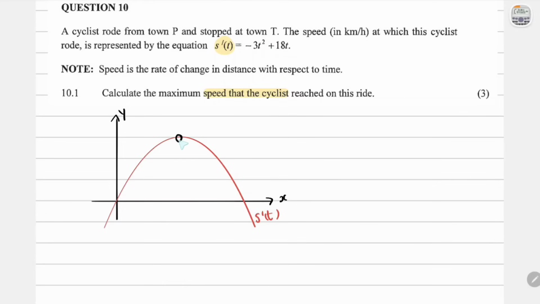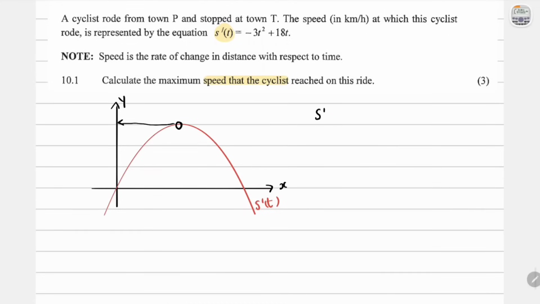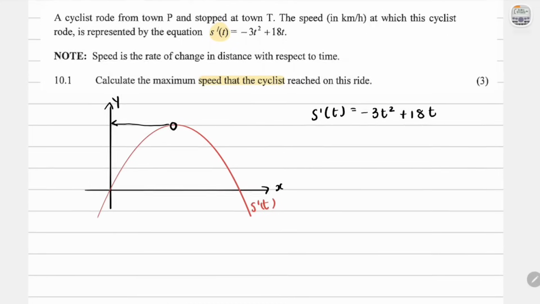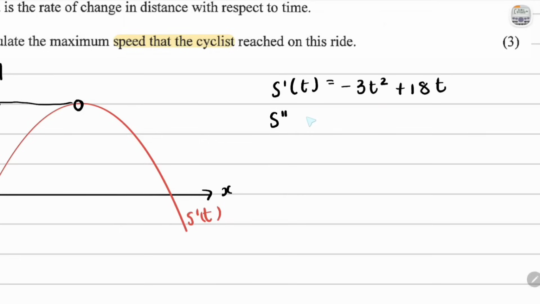Okay, it is a parabola and you have to find the highest point on this parabola, which is the turning point. So we'll take s prime of t, which is just the equation of the parabola, so the speed, and then we would need to derive. So we'll say s double prime of t is equal to, and when we multiply coefficient times exponent, we get -6t and then plus 18.